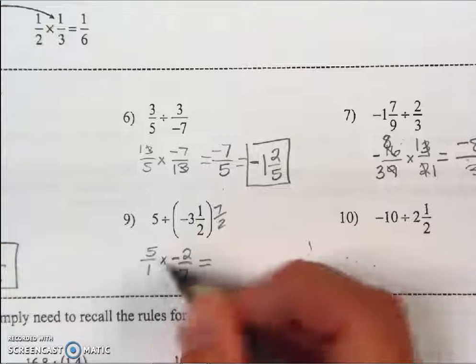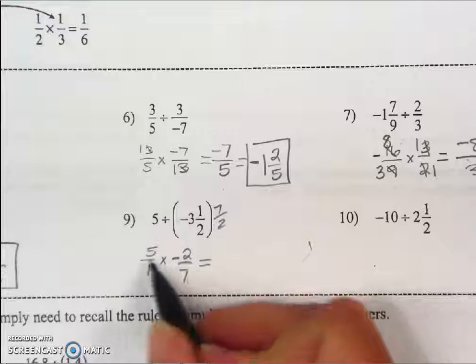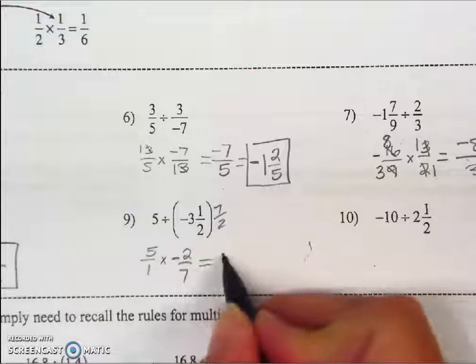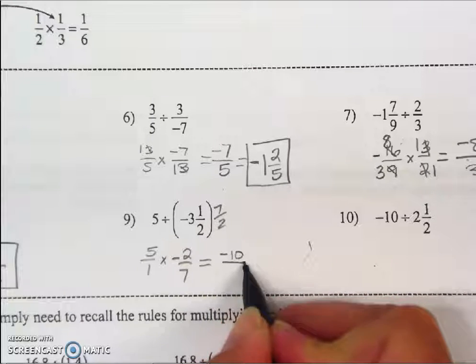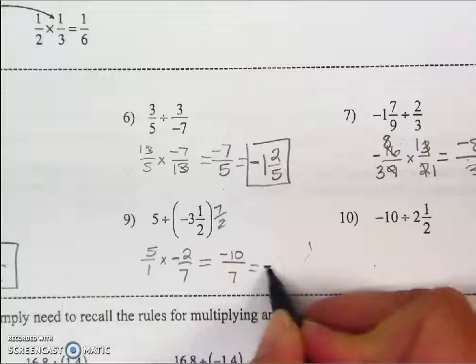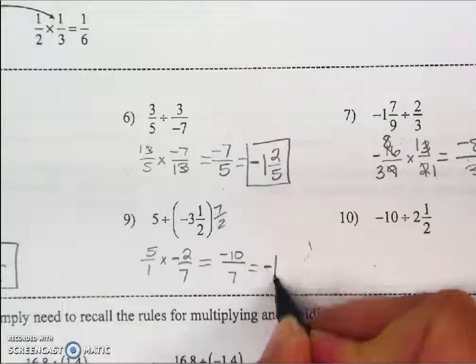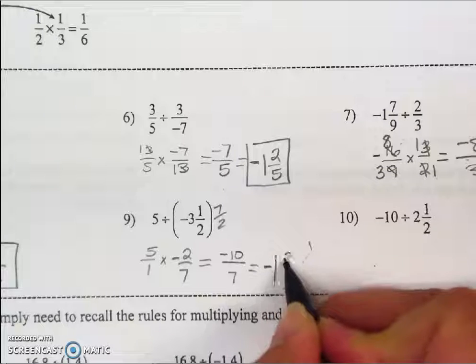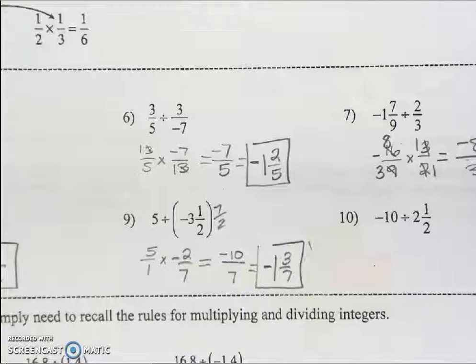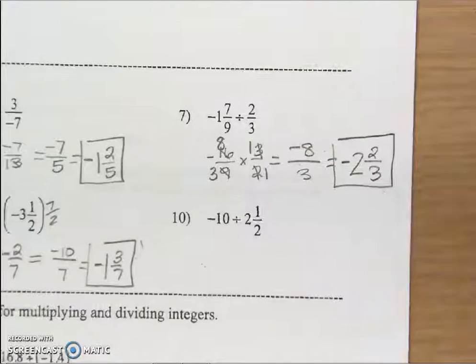Can we cross-reduce anything here? Well, no, not there, and no, not there. So let's go ahead and do our multiplying. 5 times negative 2 is negative 10 over 1 times 7 is 7. And I could take out one group of 7 from 10, so that's negative 1, and I would have 3 left over. So there's our answer, negative 1 3/7. Last problem. Boo, this is kind of fun.